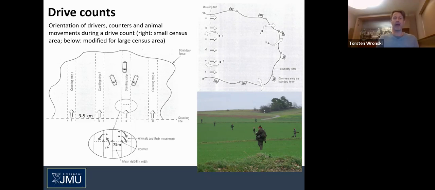However, drive counts are difficult to organize. They are intensive in labor and often not suitable because of the terrain and the geography.